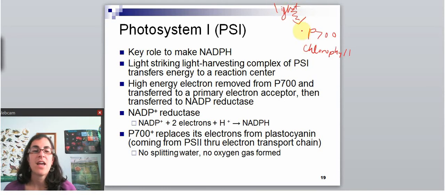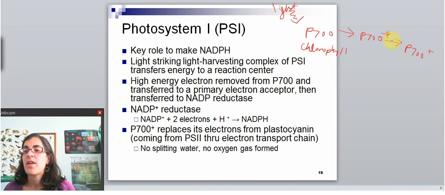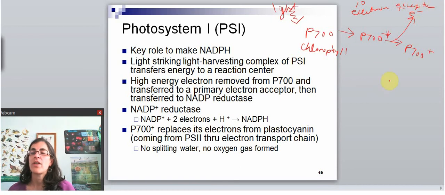That light energy is captured by the antenna or light harvesting complexes, passed to chlorophyll in the reaction center, and then just like in PS2, the electron becomes excited with that energy. That excited electron is unstable. So P700 then loses an electron. So that electron goes out, and again, that electron is going to go to a primary electron acceptor. And we'll leave that electron there for now.